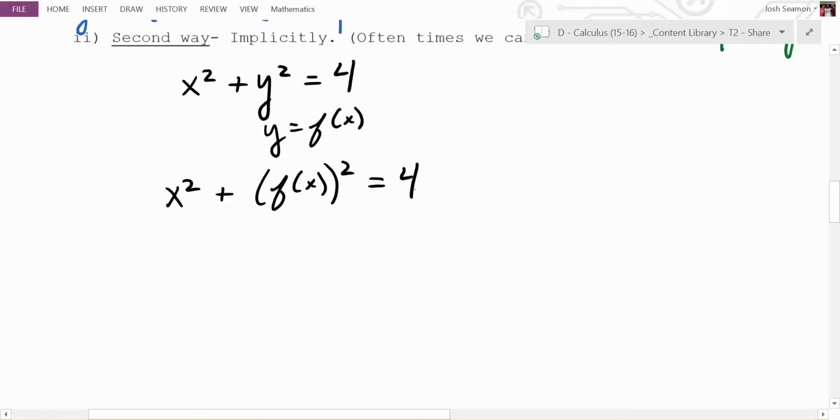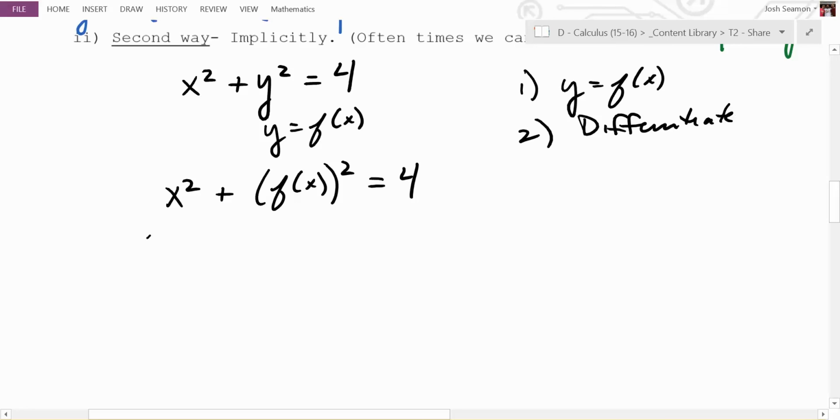It's helpful. We're now going to differentiate. So the first step was let y equal f of x, and then differentiate with respect to x. So if we differentiate with respect to x, what's the derivative of x squared?